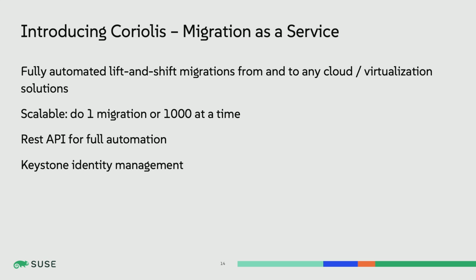You could do it manually, theoretically, right? But it's extremely time-consuming, extremely error-prone, and problematic. With a tool like Coriolis, you can just automate the whole process and not have to think about it. We have a REST API for full automation, as we'll also discuss later. You have Keystone for identity management, so you can actually have multiple different types of users involved there.